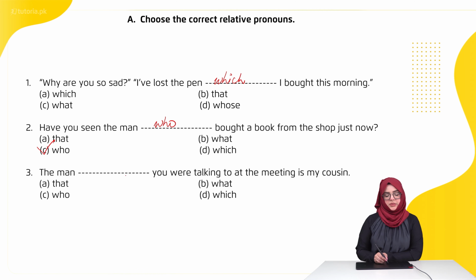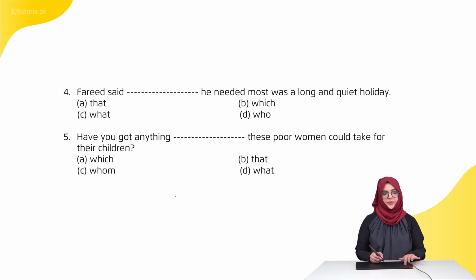Third is, the man dash you were talking to at the meeting is my cousin. The man who you were talking to at the meeting is my cousin. So इसके साथ भी who आएगा.